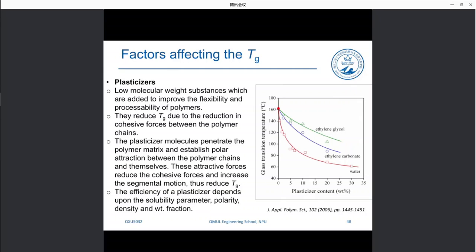Okay, in order to manipulate the glass transition temperature, we use a chemical substance that is called a plasticizer. A plasticizer is a small molecule. Remember that these small molecules display low molecular weight, essentially.